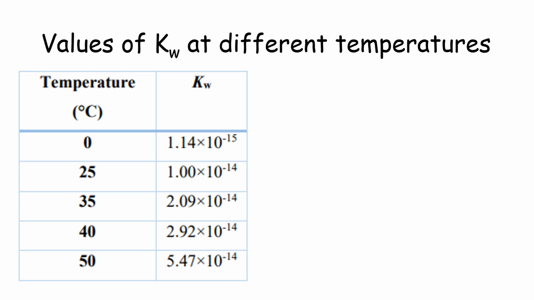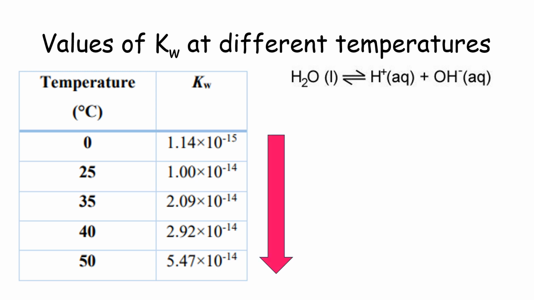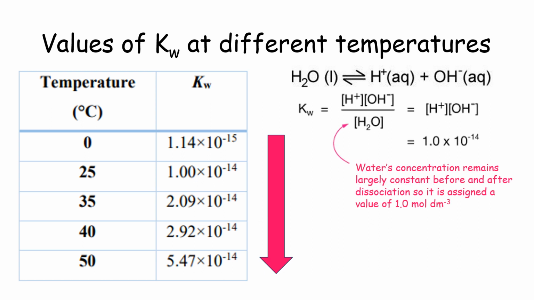So here's some data. Let's try and justify why the numbers get bigger as the water gets hotter. If we go back to our original dissociation and think about what's happening as we go down that table, if we were to write an equilibrium dissociation expression, or Kw expression in this case, for the dissociation of water, you'd have concentration terms for H+, OH-, and also water. However, the concentration of water will remain largely constant before and after dissociation, so it's assigned a value of 1. So that gives us this particular version of it over here.